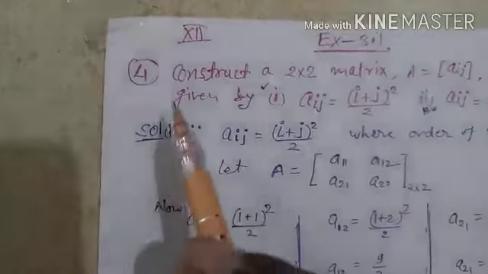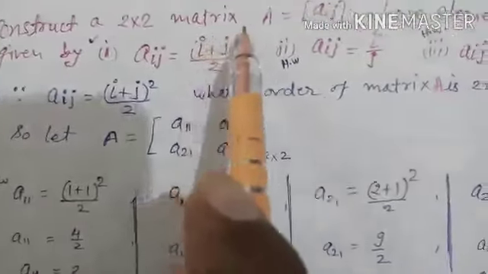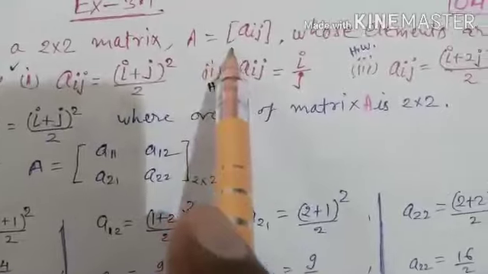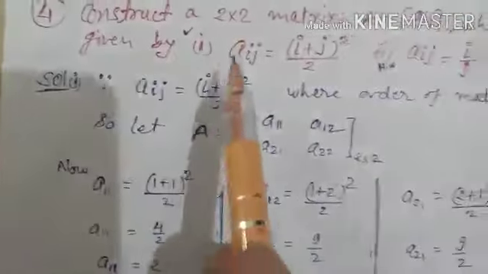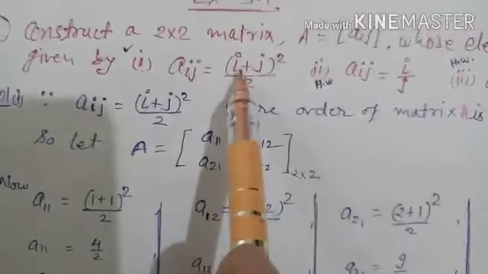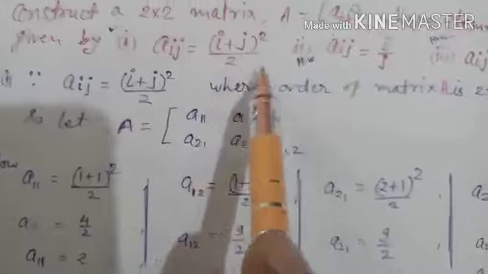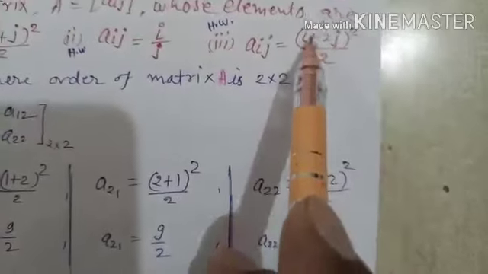Okay, next question, question number 4. Construct a 2 by 2 matrix A equal to [aij], whose elements are given by this. Number 1, first question: aij is (i plus j) whole square divided by 2. Second question, aij is i upon j, and third is aij is (i plus 2j) whole square divided by 2.